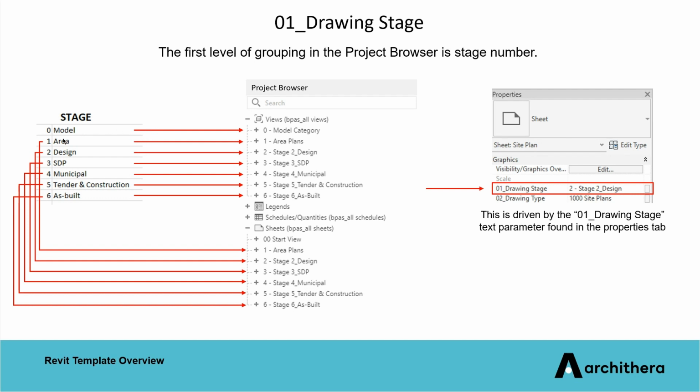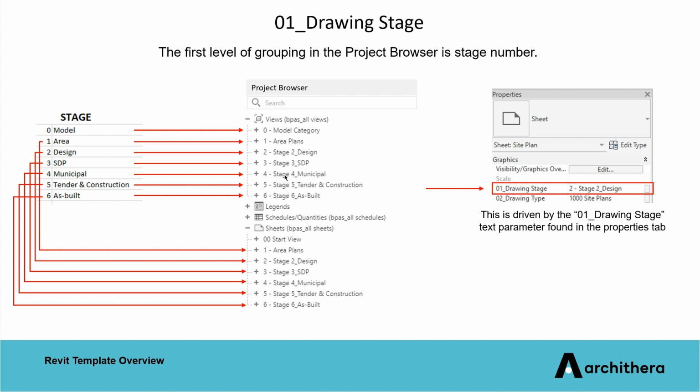And then after that, you've got your areas. So this is a separate field, a separate stage, because it can be shared between all the other stages. You have your areas, and you know always where to find them. And then you've got the design, SDP, municipal, 10-day construction, as built, and then this is all nicely grouped under your project browser for your views. So you'll find the design, SDP, municipal, all of them, and then for your sheets as well in the same format. Your sheets are grouped.